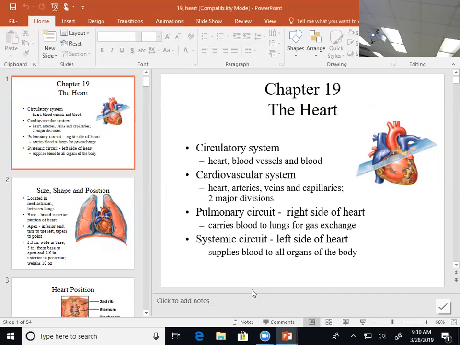And y'all are visualizing this, right? The chambers that receive blood to the heart, where blood is coming to the heart by way of veins, are called atria. And the chambers that eject blood away from the heart are called ventricles.